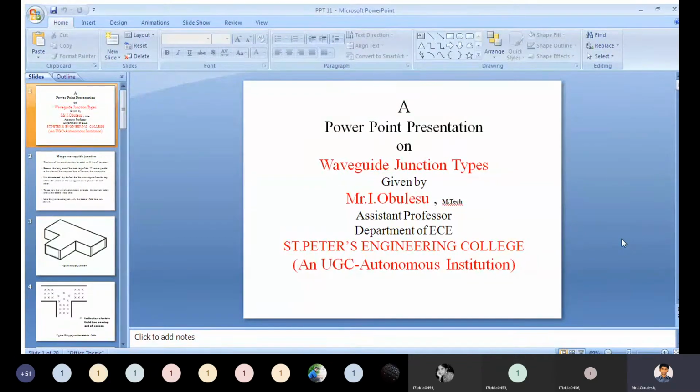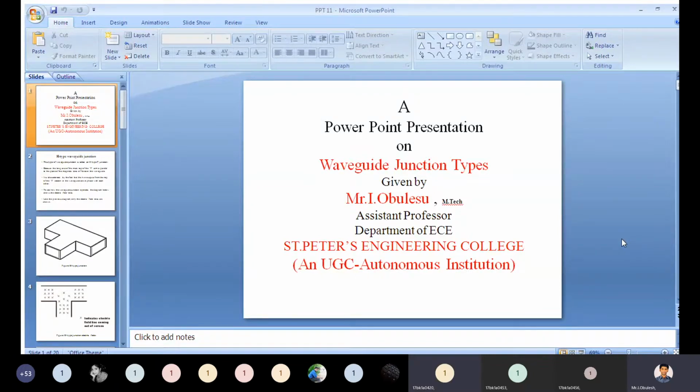So, coming to waveguide junction types. The main types of waveguide junctions are four: E type T junction, H type T junction, magic T junction, and hybrid ring waveguide junction. You have to remember these four. Coming to the first one, the E type T junction.